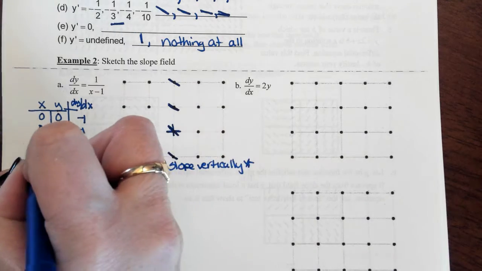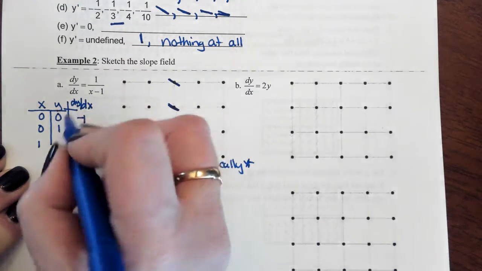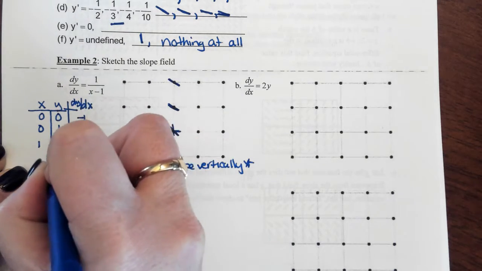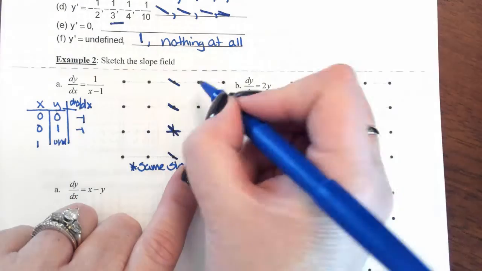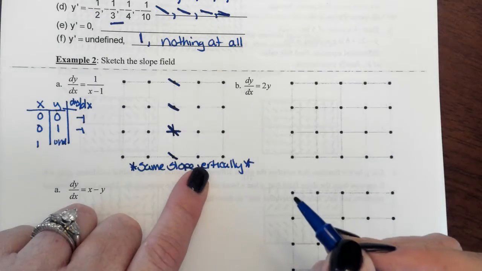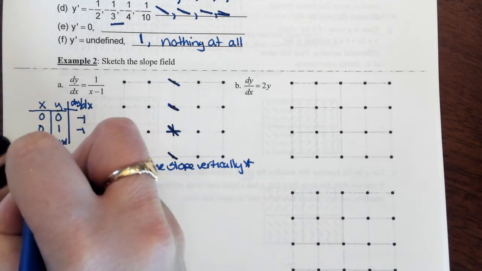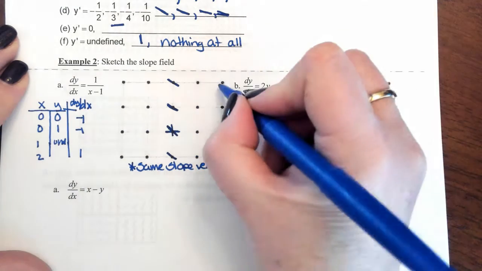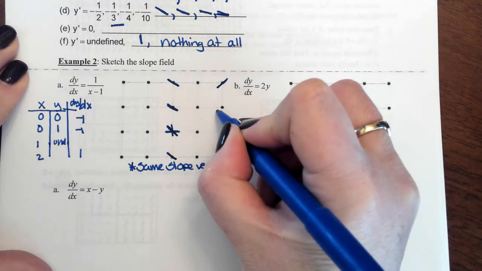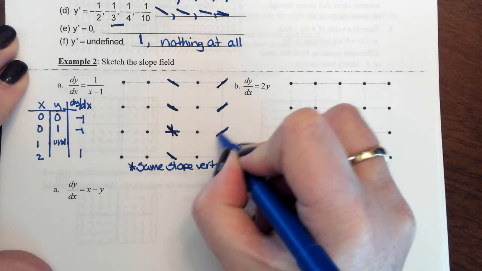Now when x is equal to 1, I end up with 1/1 minus 1, which means it's undefined. So that means I don't have to write anything there. You could certainly write the vertical line segments, but you don't have to. When x is 2, 1/2 minus 1 is going to give me a slope of 1. So I'm going to draw that 45-degree angle, but now it's going to be positive. And again, they're all going to be the same vertically.